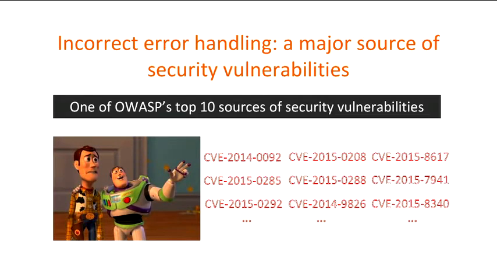Incorrect error handling is a major source of security flaws. In fact, the Open Web Application Security Project ranked it as one of its top 10. And as you can see here, it's been behind a lot of bugs that have been serious enough to warrant their own CVEs.